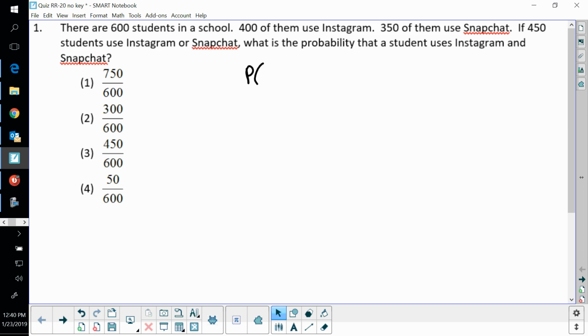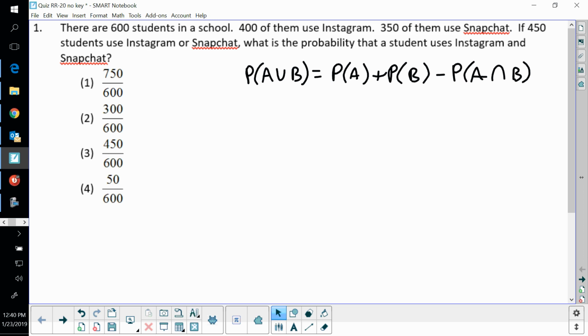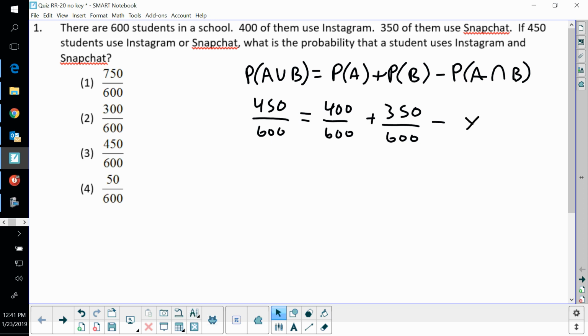So that is the probability of A or B is equal to the probability of A plus the probability of B minus the probability of A and B. So there's 600 total students. For the or, they told us there was 450. So that would be 450 over 600 equals, we'll have A be Instagram, so that's 400 out of 600. The B will be Snapchat, so that's 350 out of 600. And then we don't know the and, so we'll just do minus x.